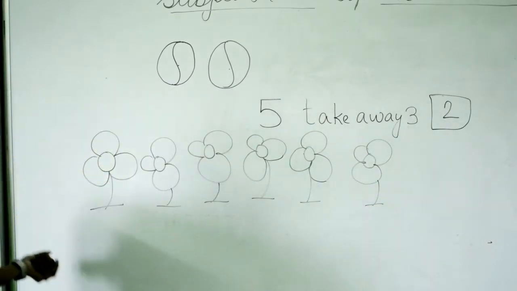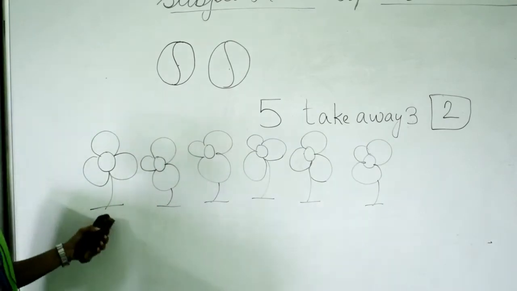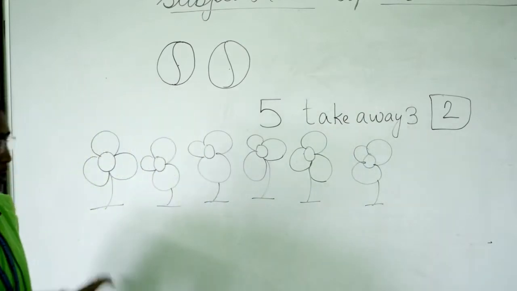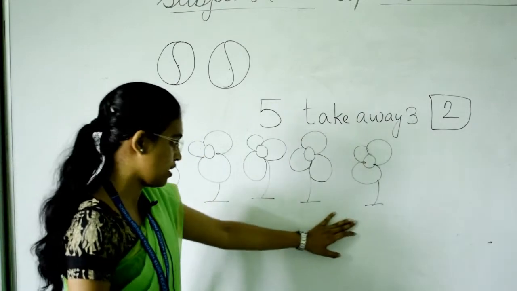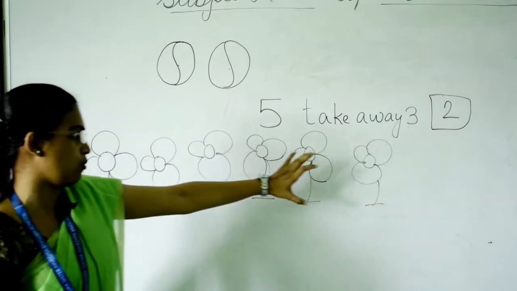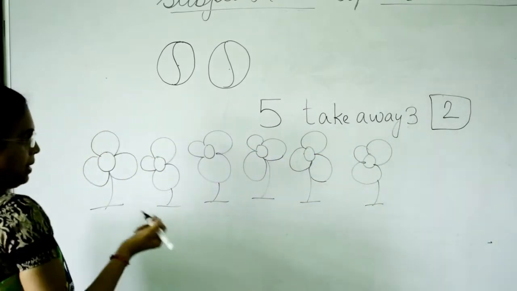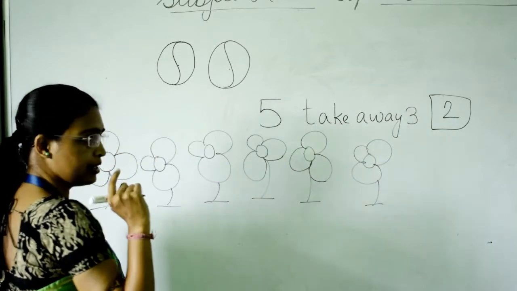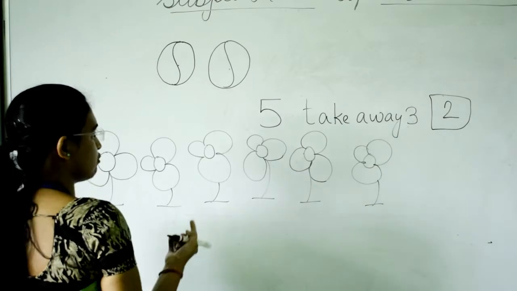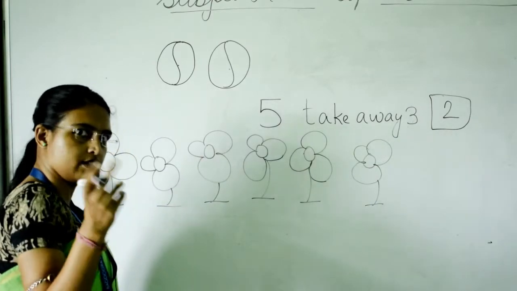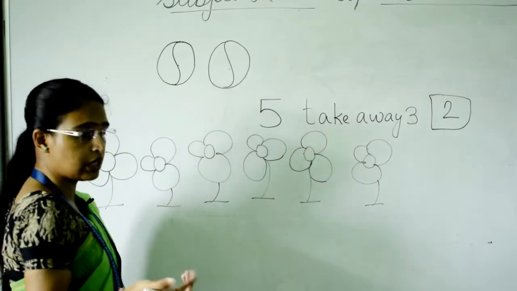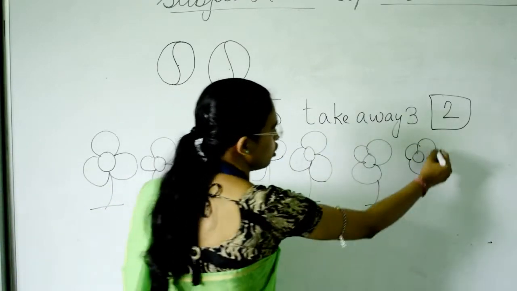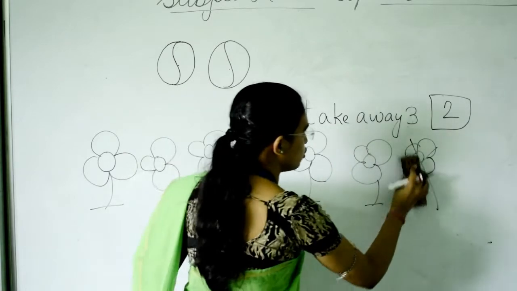Okay, how many flowers do I have in my garden? 1, 2, 3, 4, 5, 6. How many flowers? I have 6 flowers. Okay, from these 6 flowers, I have to give to my sister. How many flowers do I have to give to my sister? I have to give 4 flowers to my sister. So what do I have to do? I have to add more flowers? No. So what do I have to do?